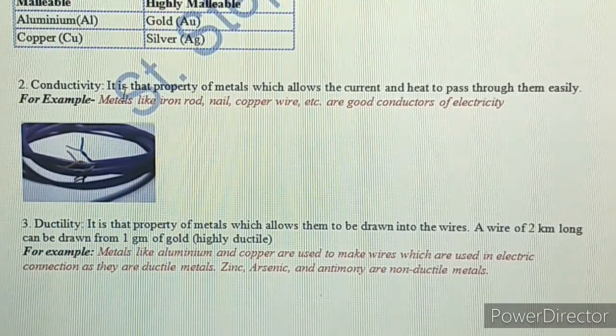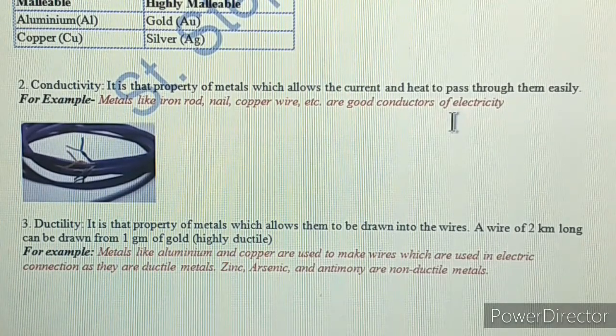Now the second property is what? Conductivity. You have heard this word again and again. It is that property of metal which allows current and heat to pass through them easily. You know that metals allow current and heat to pass through them. Metals like iron rod, nail, copper wire, etc. are good conductors of electricity.